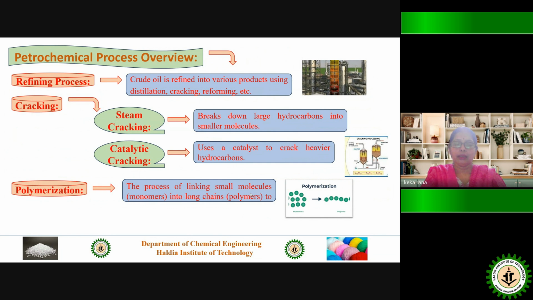In steam cracking, by using steam, we break down the large hydrocarbons into smaller molecules. And in catalytic cracking, we use a catalyst to crack the heavier hydrocarbons. Then we go for the application, like the products we are using. That particular thing comes from polymerization techniques. In this process, small molecules like monomers are linked into long chain polymers.